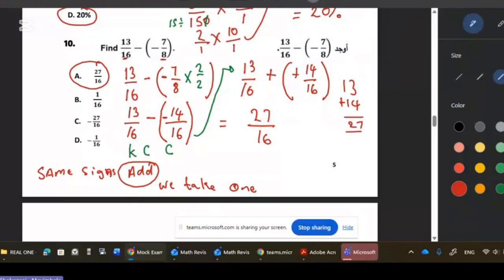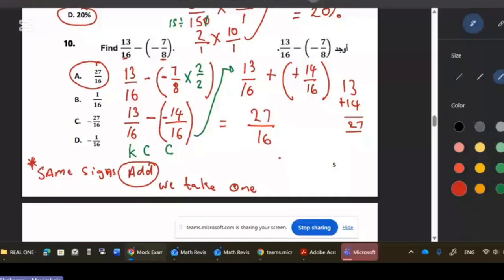All right? Don't forget this rule. Very important rule. Okay? The KCC, if we did not do KCC, we're not going to get the answer. KCC, and then now the signs are all the same. Because the signs are all the same, we add and we take only one sign.